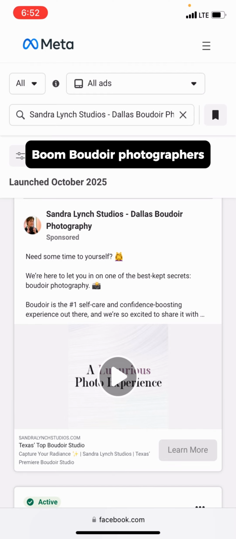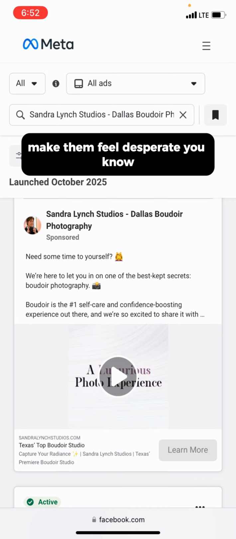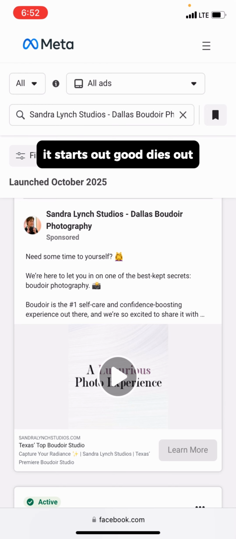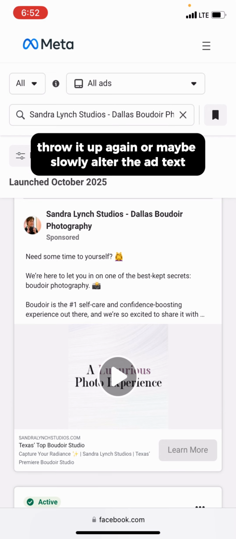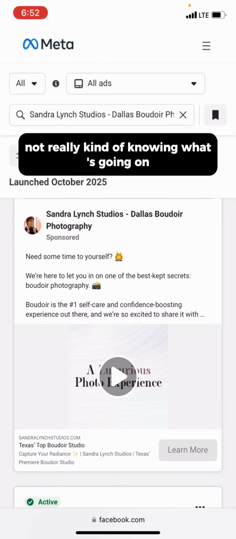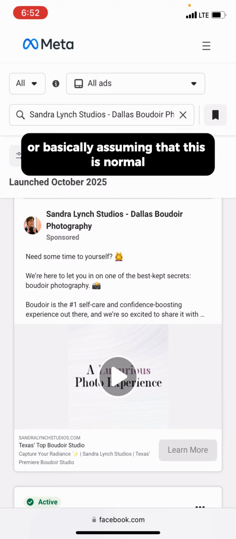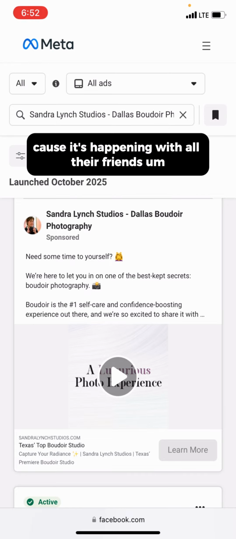When boudoir photographers are running ads on their own, this can make them feel desperate. They see it over and over. Every ad they do starts out good, dies out, dies out, dies out. Then they have to refresh it, put a new picture, same ad text, throw it up again, or maybe slightly alter the ad text. Same picture, different picture, not really knowing what's going on, or basically assuming this is normal because it's happening with all their friends.